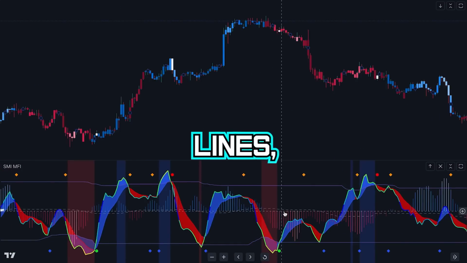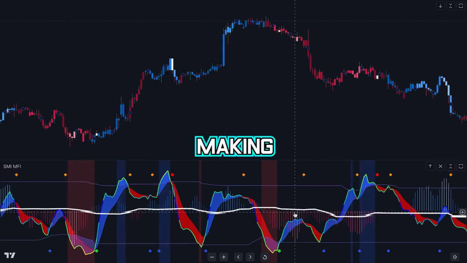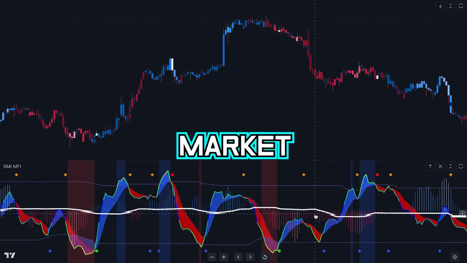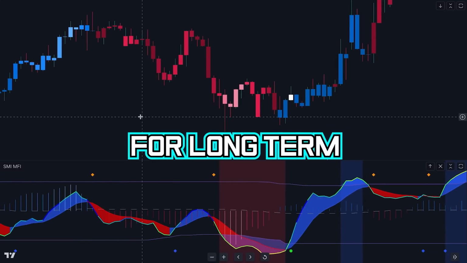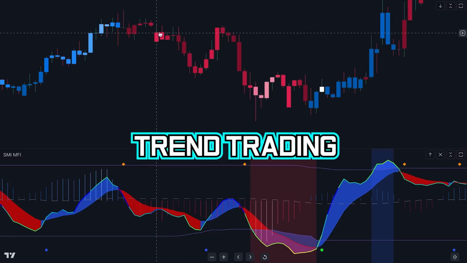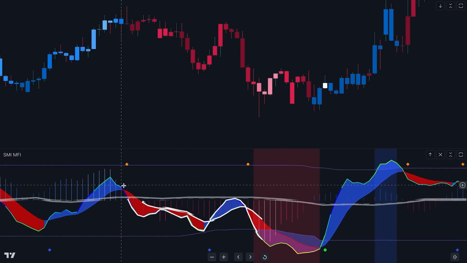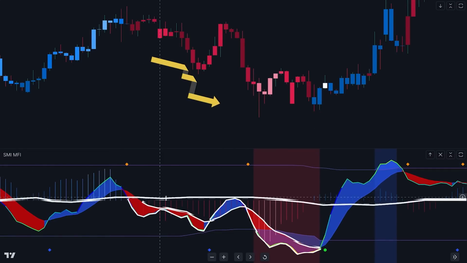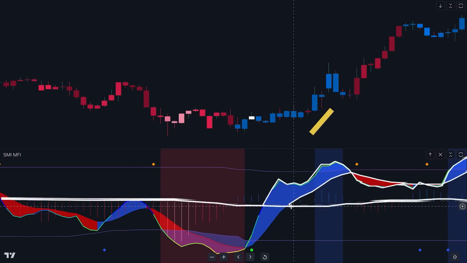You'll notice that these lines, including the middle line, adjust as the market volatility changes, making it ideal for adapting to different market conditions. While this indicator is not ideal for long-term trend trading, you can however use the indicator to detect short-term trend trading opportunities. The TSI and signal line maintaining below the middle line would be an indication of a strong bearish trend, and the TSI and signal line maintaining above the middle line would indicate a bullish trend.